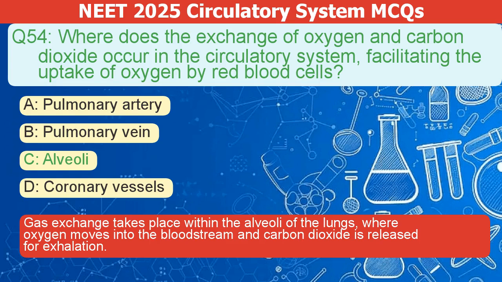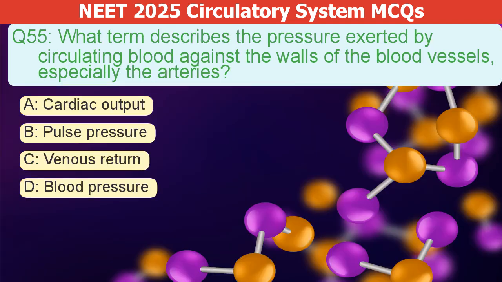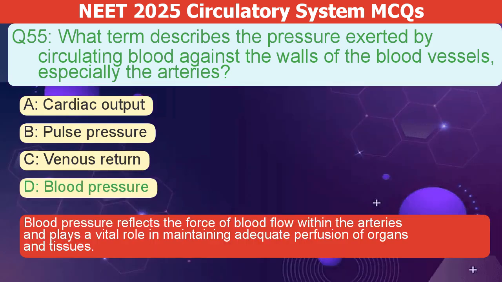What term describes the pressure of blood against blood vessel walls, especially the arteries? A. Cardiac output. B. Pulse pressure. C. Venous return. D. Blood pressure. The correct answer is D. Blood pressure reflects the force of blood flow within the arteries and plays a vital role in maintaining adequate perfusion of organs and tissues.